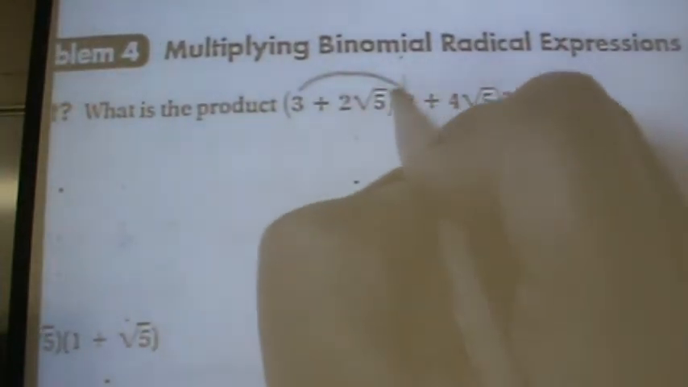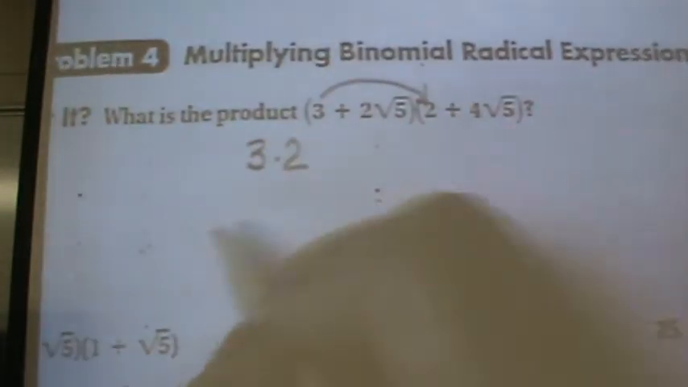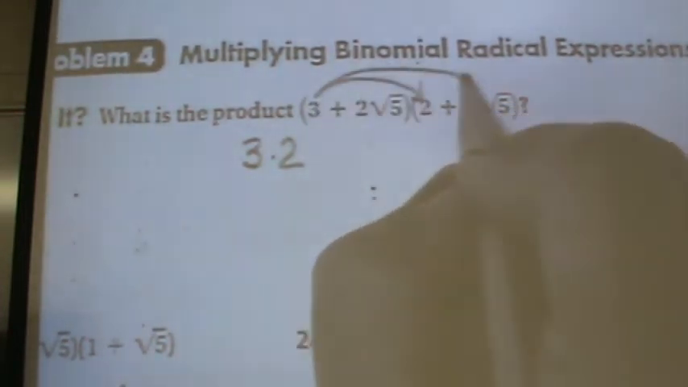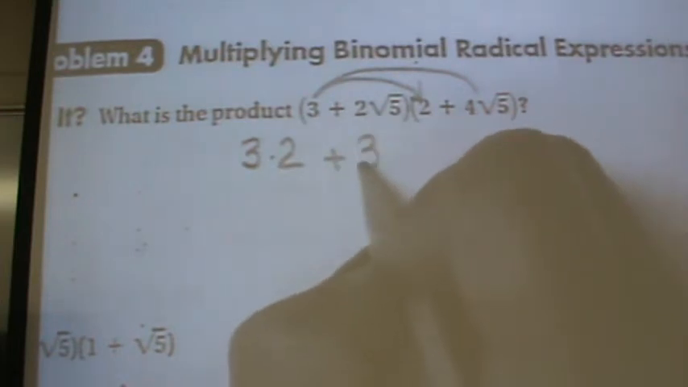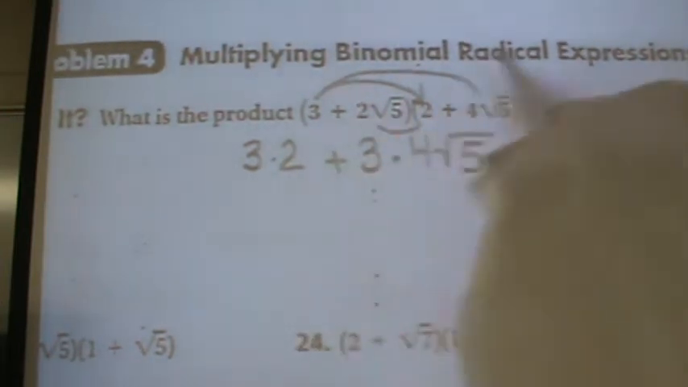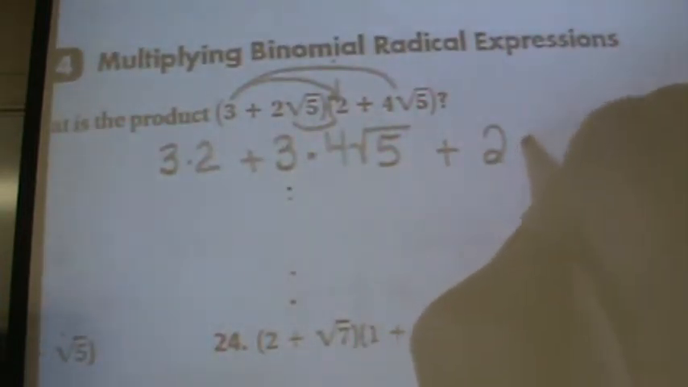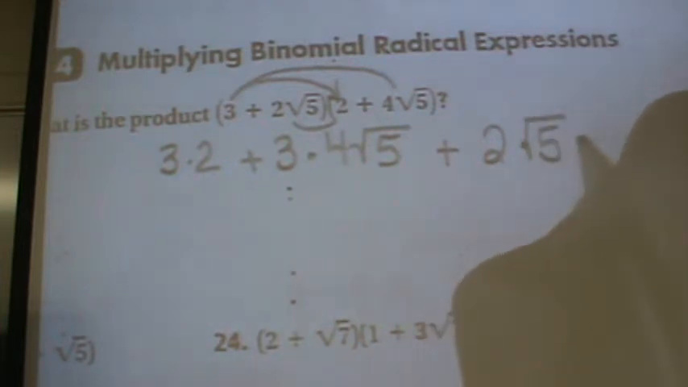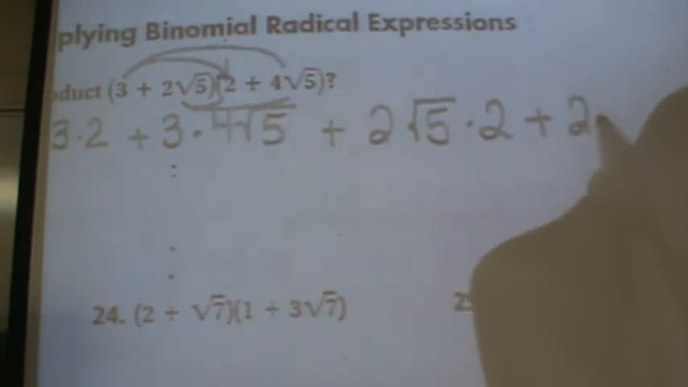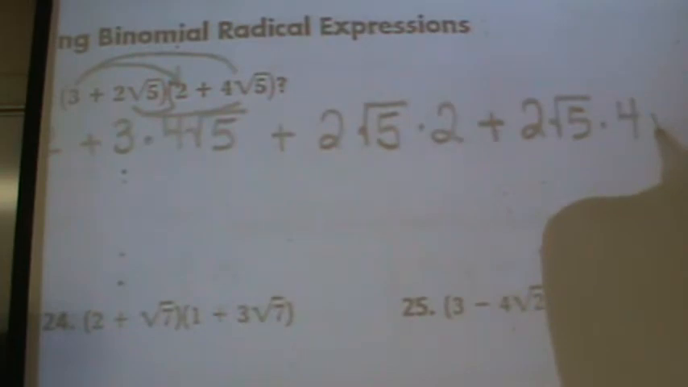Let's just write it out first. 3 times 2, which is 6. I'm gonna write 6 in a minute. Okay, then what do I multiply? 3 times 4 root 5, and then what? Then 2 root 5 times 2, excellent, and then the last one is 2 root 5 times 4 root 5.